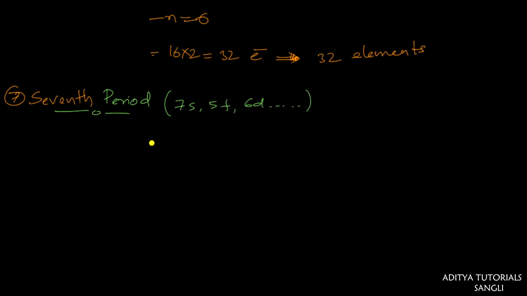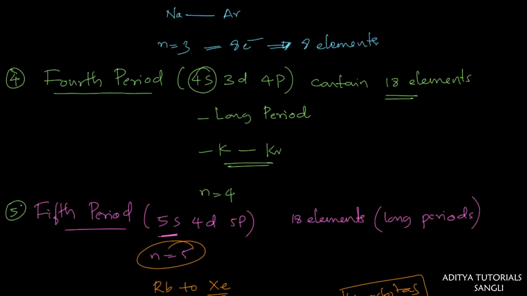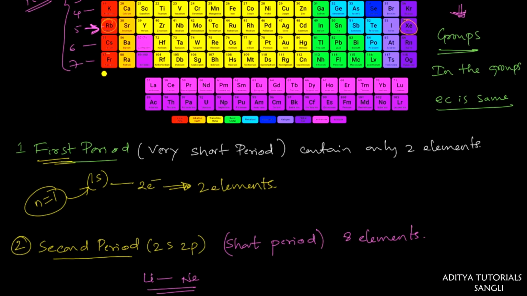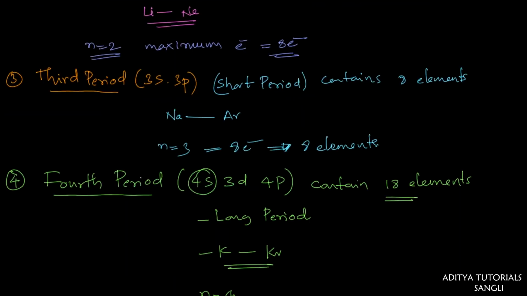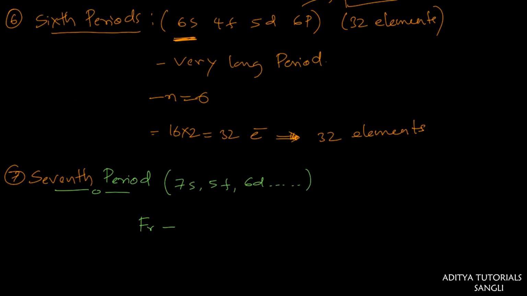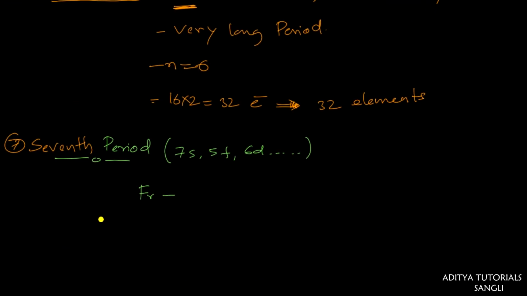And it starts with francium, an alkali metal. You can notice here this is started with francium. So francium to whatever next, it is an incomplete period. You note this word is important, incomplete period.